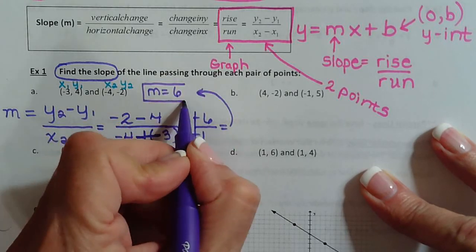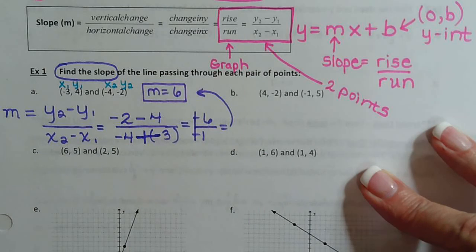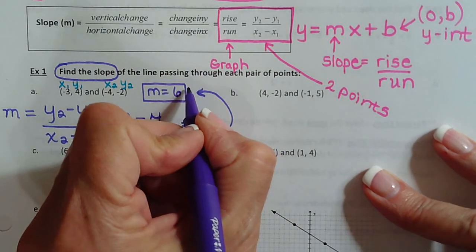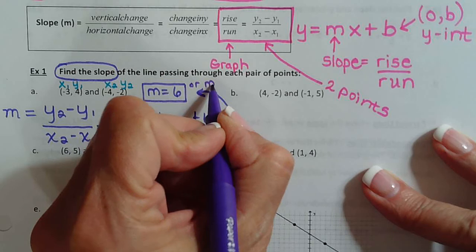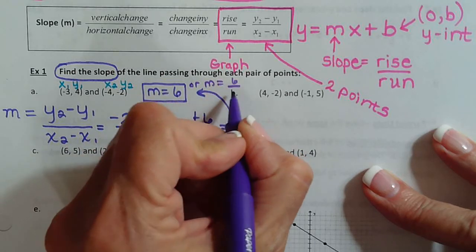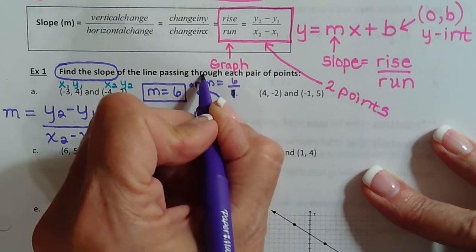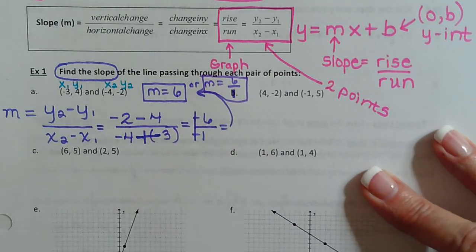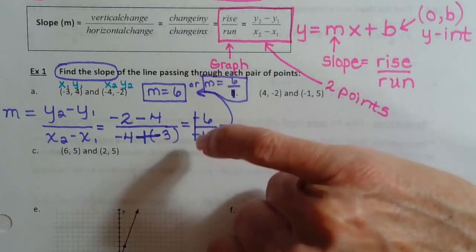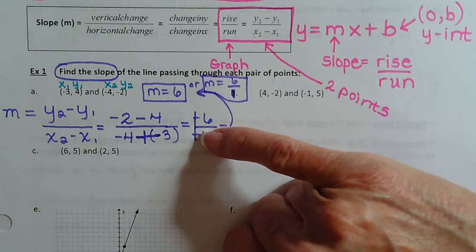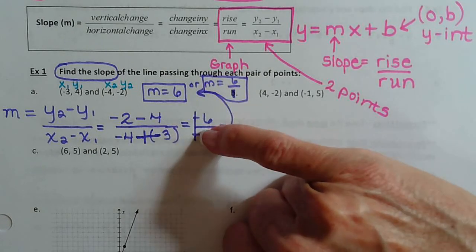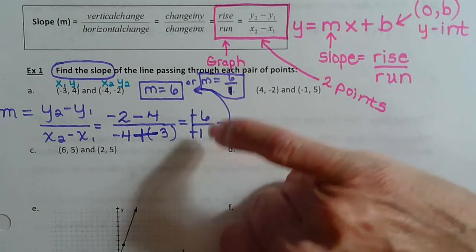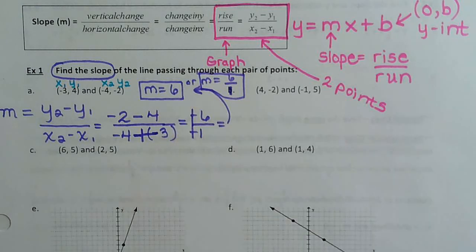If I was graphing it, I'd want to keep it as 6 over 1 because it's rise over run. So you could do that, or m equals 6 over 1. If you were making a graph, that's the form you would want it in. And 6 and 6 over 1 are the same thing, right? But you do have to simplify your fraction to get full points. So remember, two negatives in division turns into a positive. 6 divided by 1 is 6.